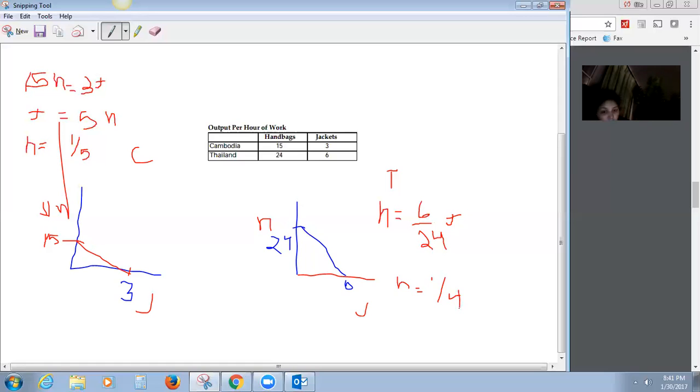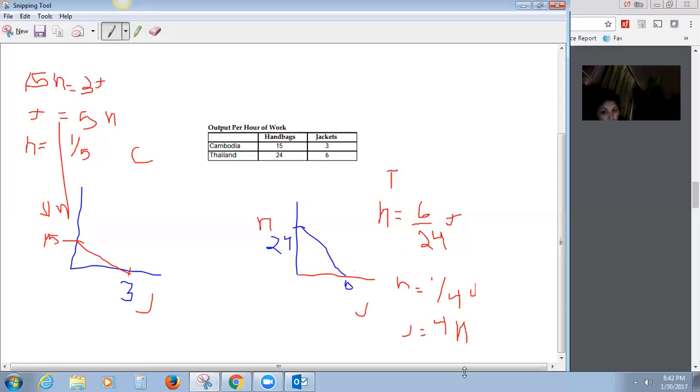And then you get the reciprocal of those. For every jacket they make, they're giving up 4 handbags. So I would do it this way because the problem is going to ask you, what's Cambodia's opportunity cost for jackets? And you're going to have to come over here to Cambodia and go, okay, for every jacket they give up, they have to give up 4 handbags. That looks awful. But here I have the 2 opportunity costs. So who should produce what? Who should be producing jackets?